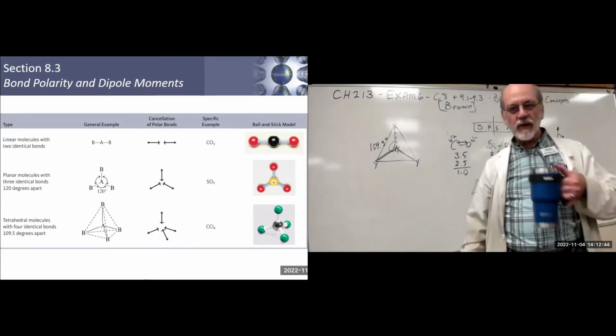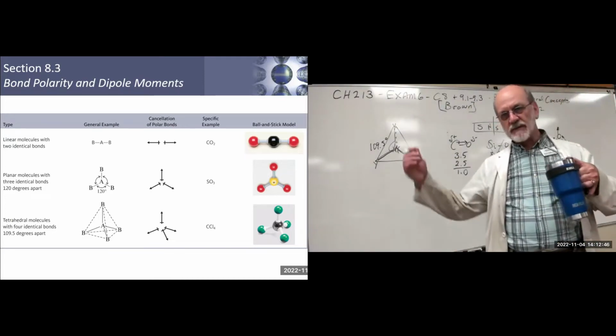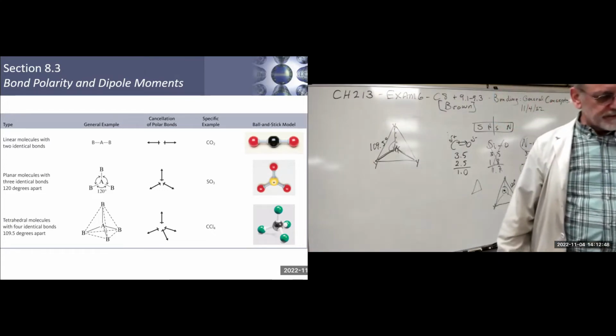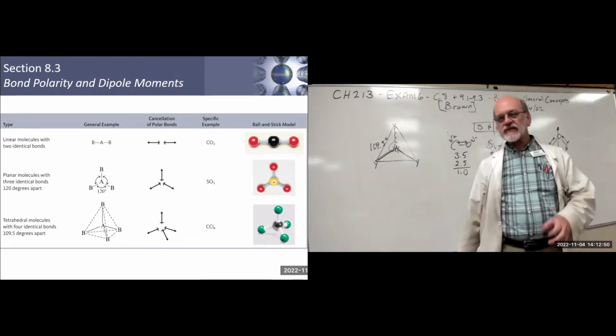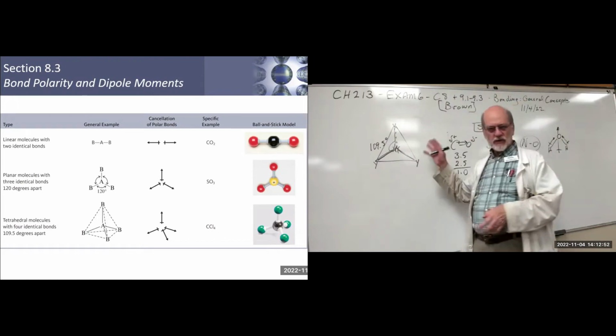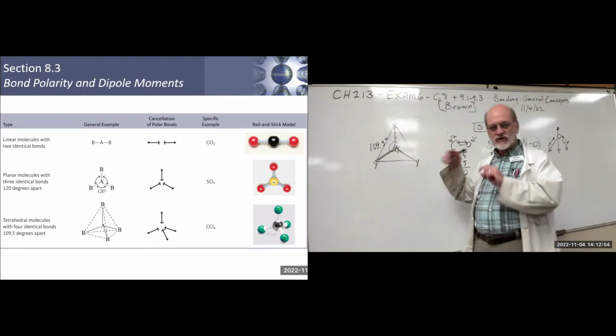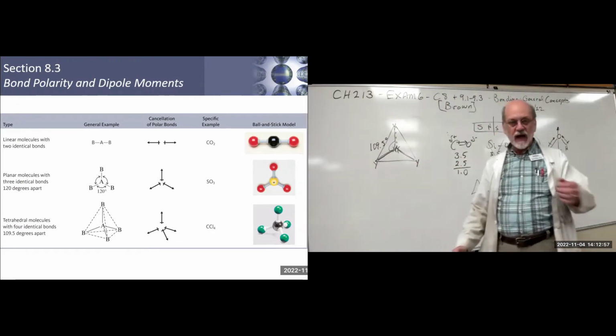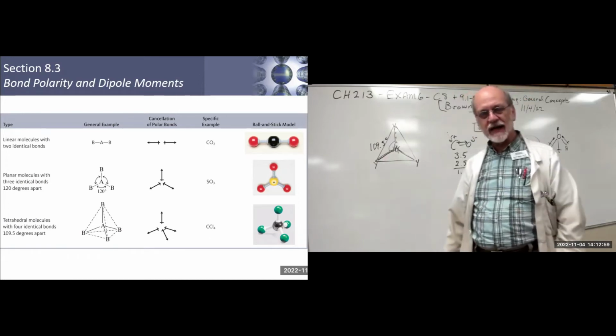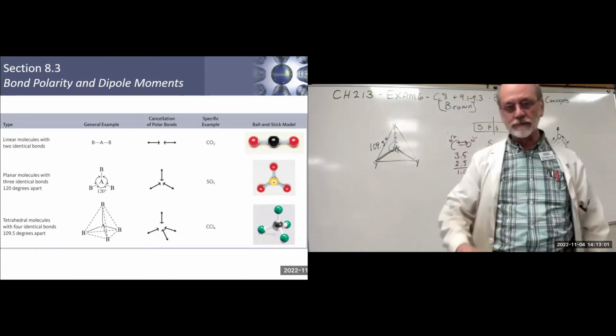A math teacher could probably show you how that works, but I just memorize. The rest of the bond angles that we're going to discuss make more sense. This one is one that I just memorize. 109.5 is the bond angle for a tetrahedral shaped molecule.